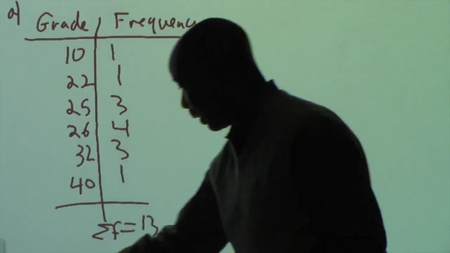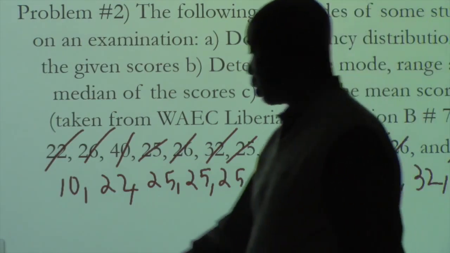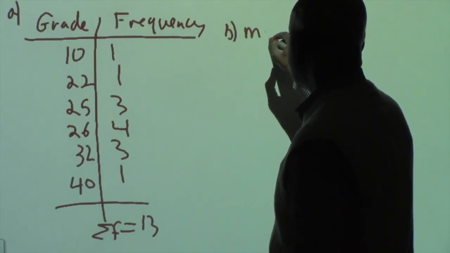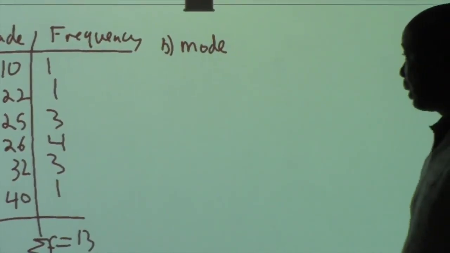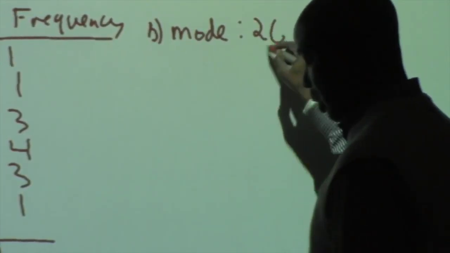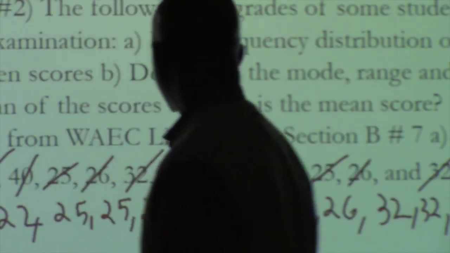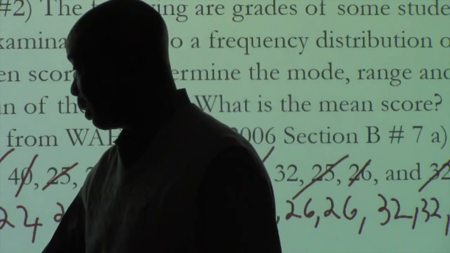So let's go back. It said determine the mode, do a frequency distribution. We've already done that. Determine the mode, range, and the median of the scores. So let's determine the mode. The mode is the grade with the highest frequency. Which grade had the highest frequency here? The mode would be 26. 26 had the highest frequency. So what else did they want us to find? The mode, the range, and the median of the scores. Let's find the range and the median.